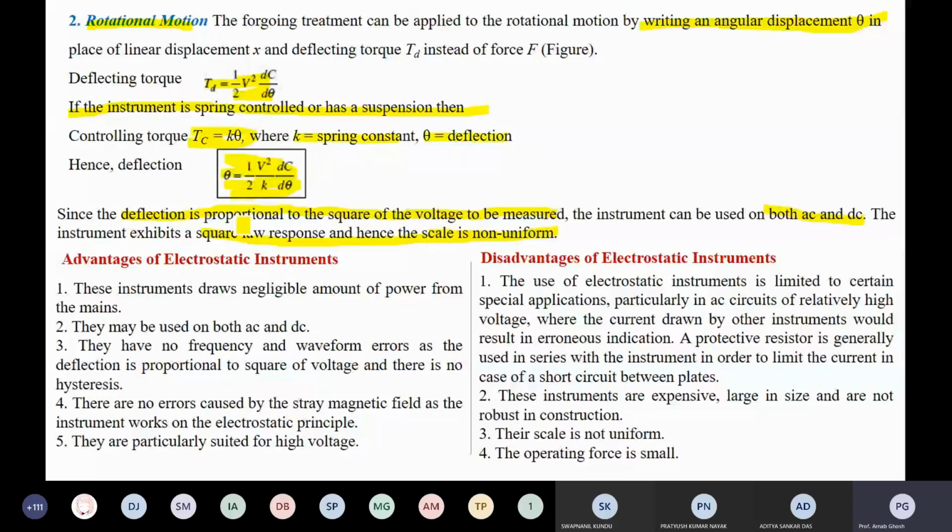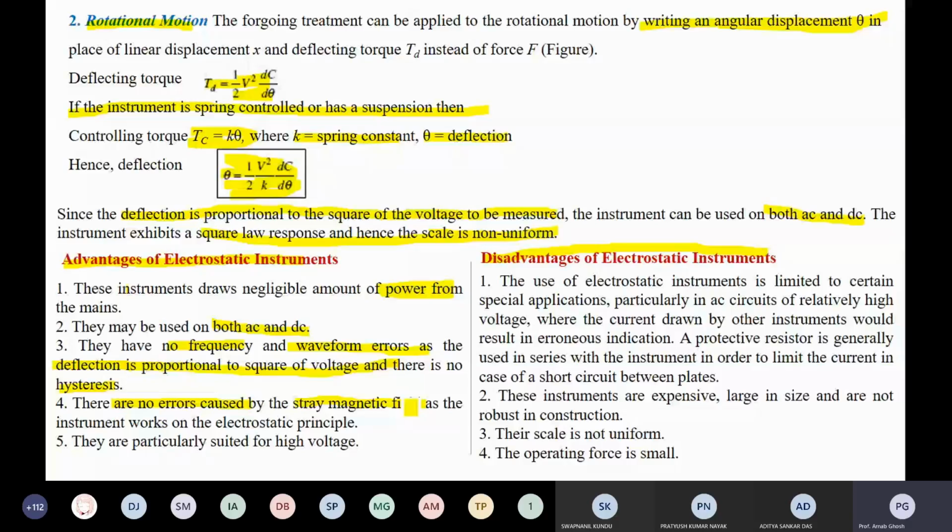Again, there is no hysteresis loss because we are not using ferromagnetic material as a core. So no errors are caused by stray magnetic fields. Same thing, because there are no magnetics we have used over here. So no stray magnetic fields. And working on the electrostatic principle, it is particularly suited for high voltage.